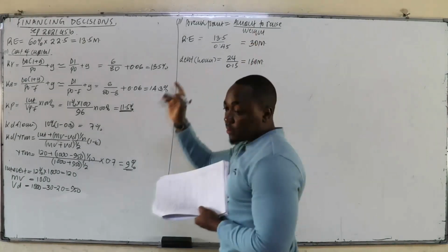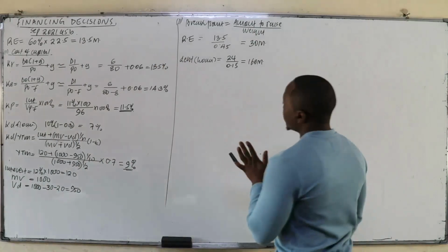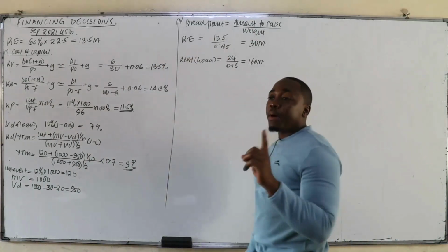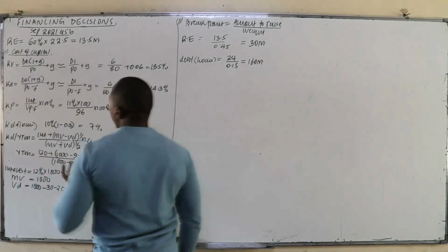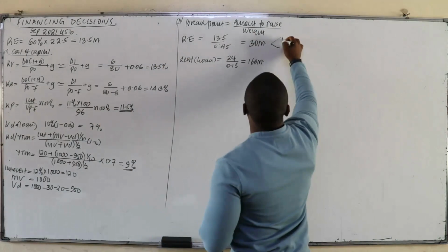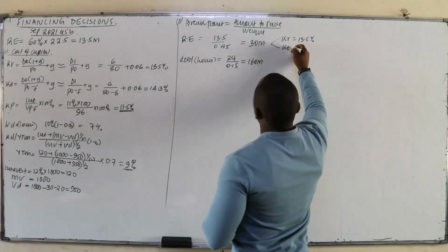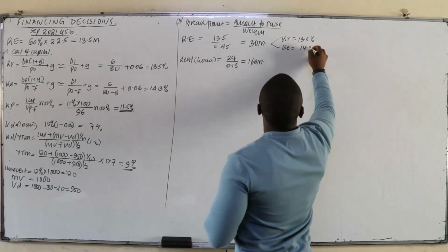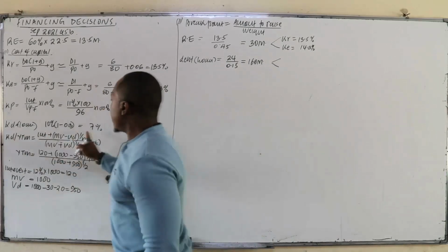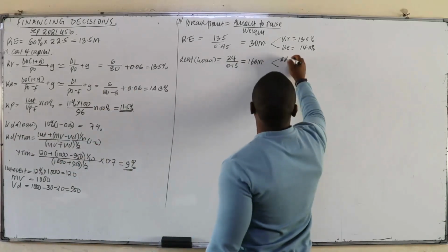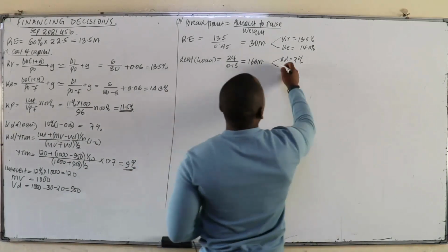Now, listen up here. I want to interpret what it means. Retained earning is part of equity, and for the equity, we say that it is classified into two. We have the cost of retained earnings, which is 13.5%, and the cost of ordinary share, which is 14.3%. Also for the debt, we have two: the loan, which is 7%, and the yield to maturity for the bond, which is 9%.